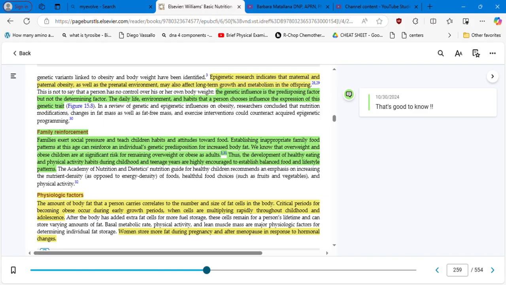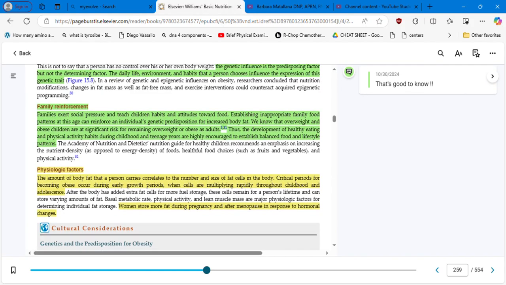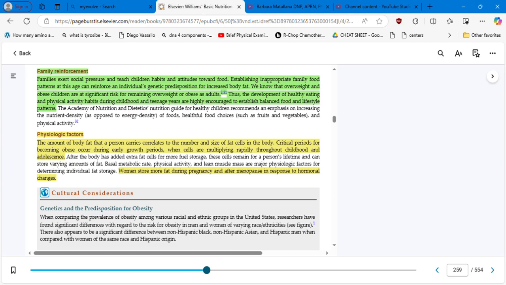Okay, now family reinforcement. Families exert social pressure and teach children habits and attitudes towards food. Yes, establishing inappropriate family food patterns at this age can reinforce an individual's genetic predisposition for increased body fat. Yes, so the way parents are, the children is going to be. That's mathematics. 1 and 2, 1 plus 2 equals 3.